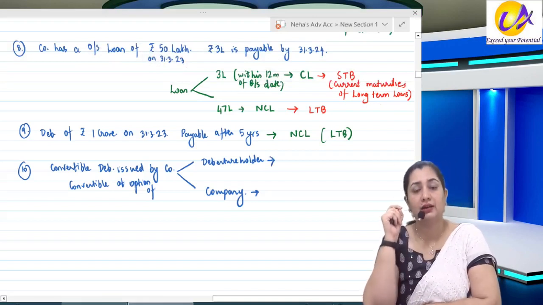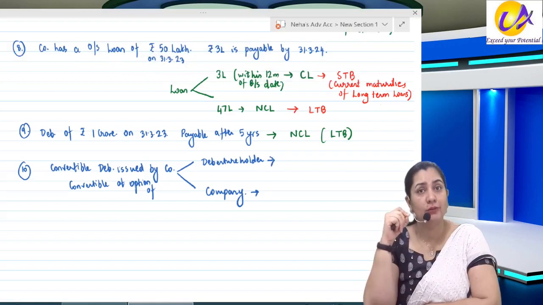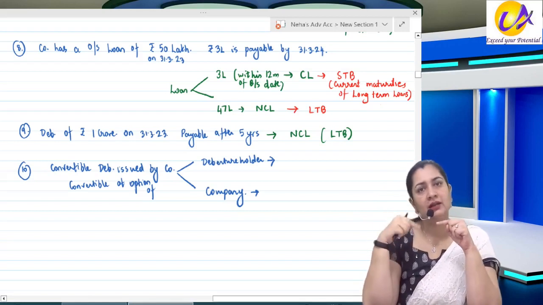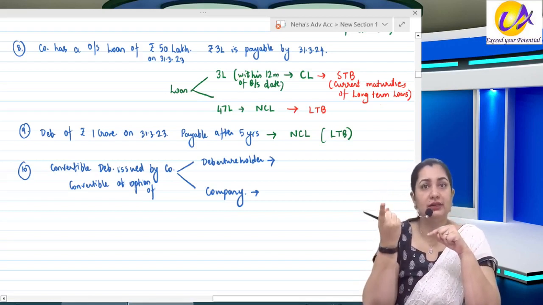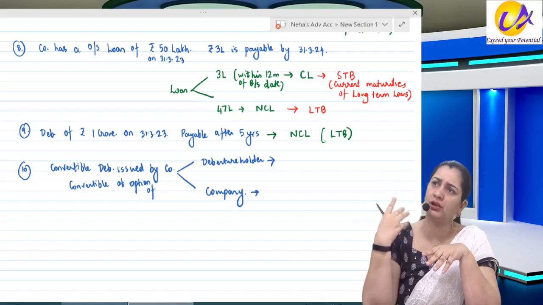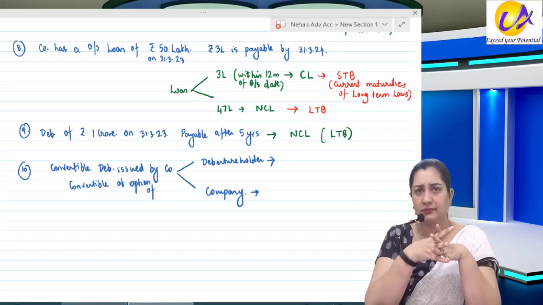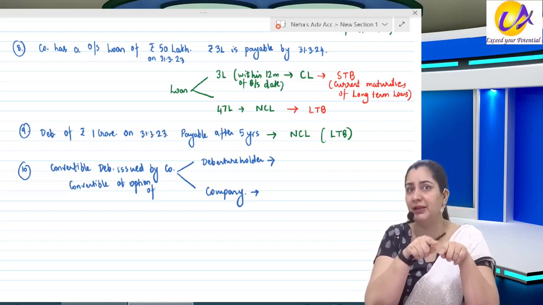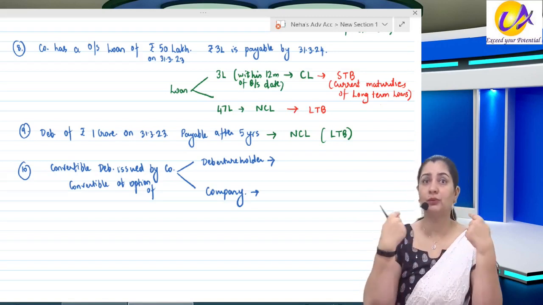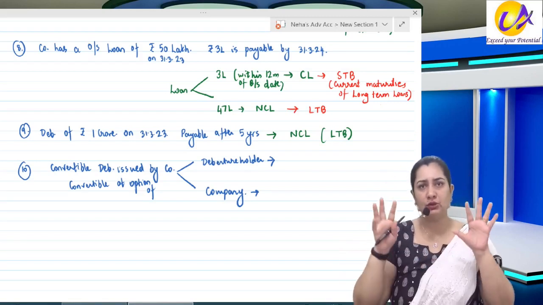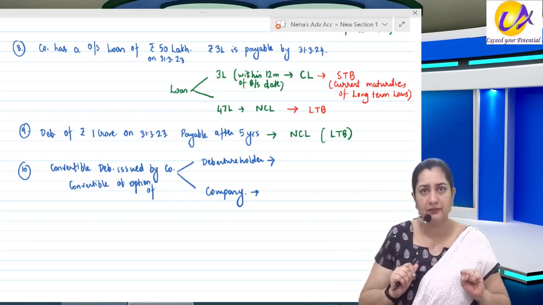So if they are convertible at the option of the debenture holder, now understand, this is a little tricky scenario. The debenture holder may say give me cash, or the debenture holder may say give me shares. It is not up to me, it is not up to the company, it is up to the debenture holder. So for the company, it is a liability, no? Because they can ask for cash, correct?